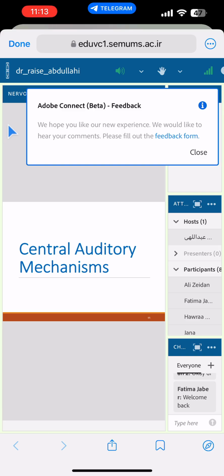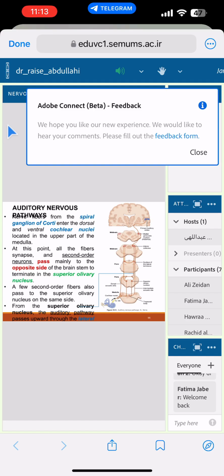Regarding the central auditory mechanisms, as you can see, we have the cochlea here, which is connected to the auditory nerve. Excuse me for a minute.